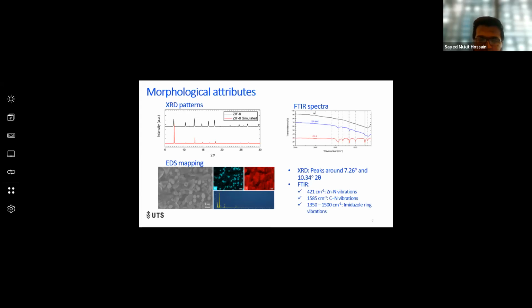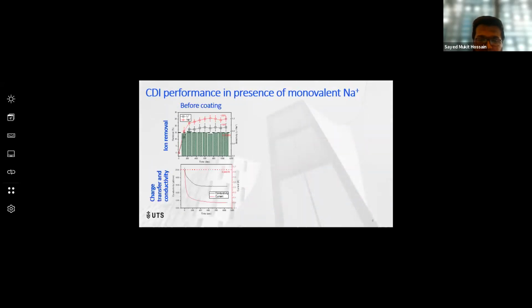Now, if we see the performance results, like how it worked for the monovalent and divalent ions, let's see how it worked for sodium. At the left of the screen, you can see this result is for the bare electrode. During adsorption, after 18 minutes of adsorption, the sodium removal was around 25%, whereas lithium removal was 19%. So the selectivity ratio was approximately 0.7. And you can see the reduction in conductivity and the change in charge rate as the current flows.